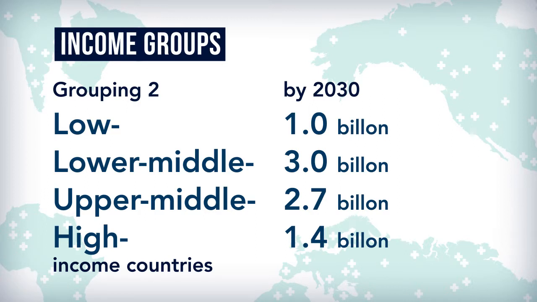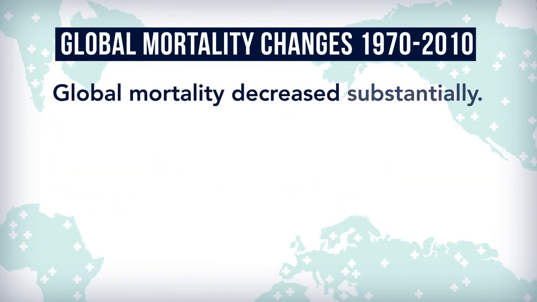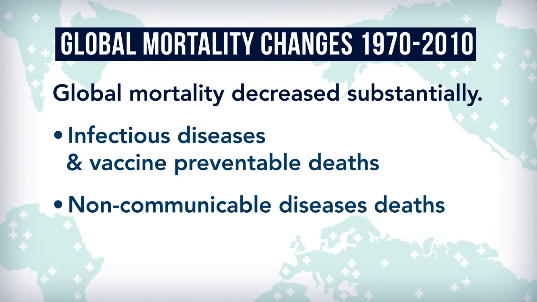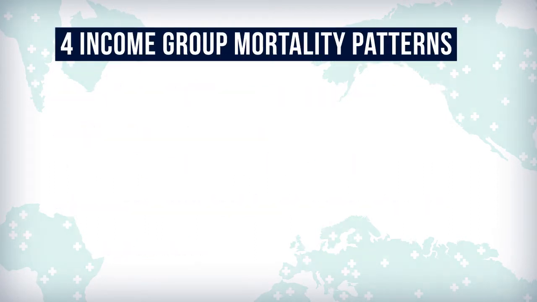So to understand these patterns, let's look at what the changes have been over the last 40 years. Global mortality before age 70 fell substantially between 1970 and 2010, and it fell particularly for the infectious diseases and vaccine-preventable deaths. Deaths declined from non-communicable diseases. However, deaths from injuries, particularly road traffic injuries, declined less. So let's discuss these groups in a little more detail.